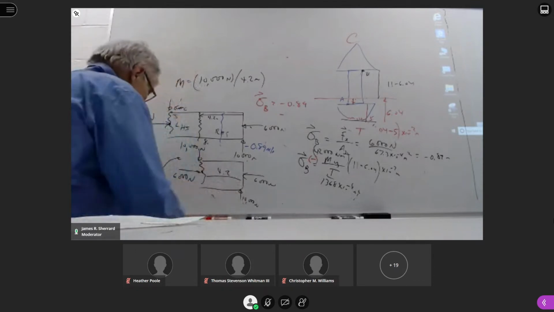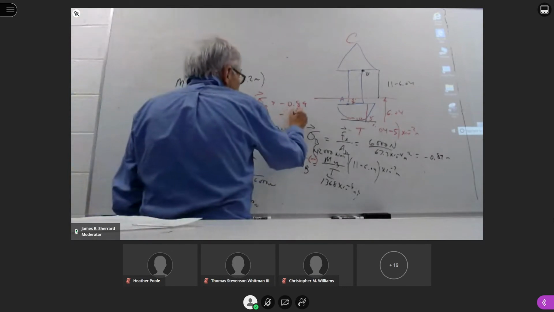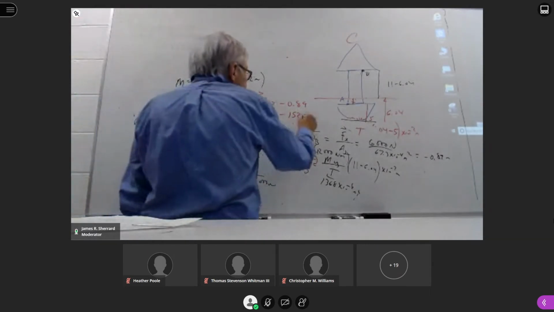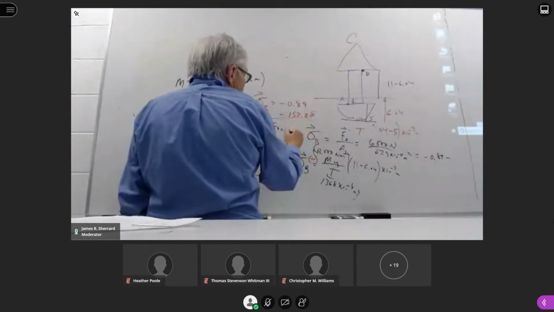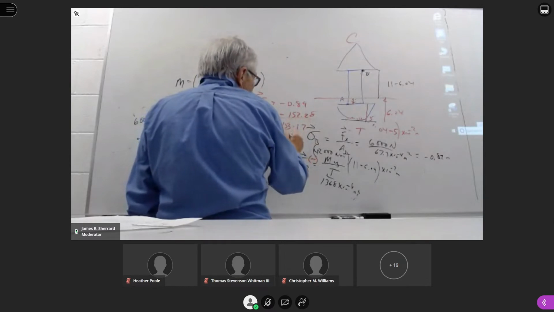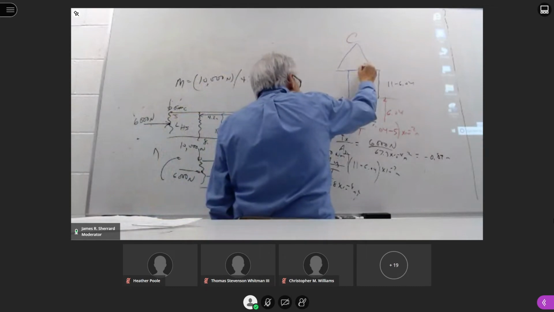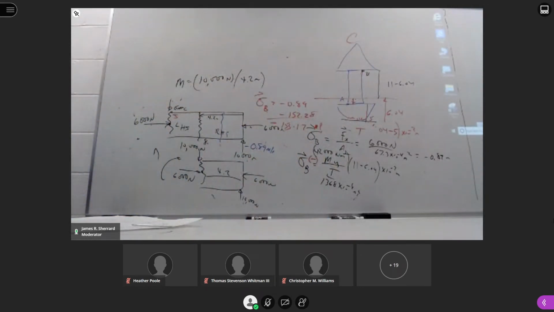I got that to be 152.28. Negative and negative, so it's going to be minus, adding those two together. 153.17 megapascals is the plane stress at point B. Any questions on that?